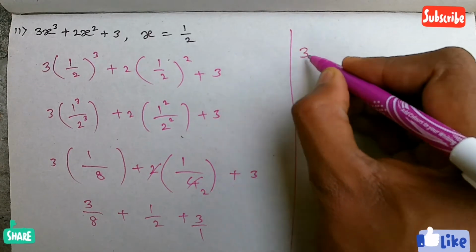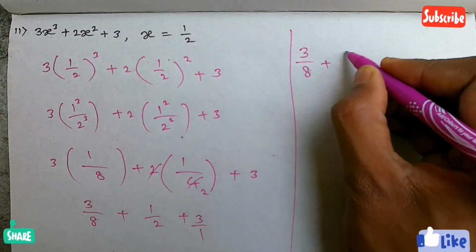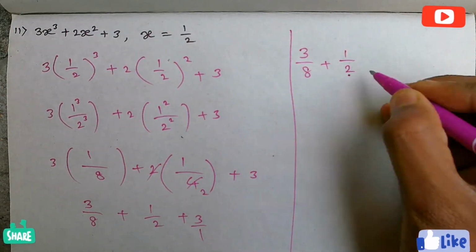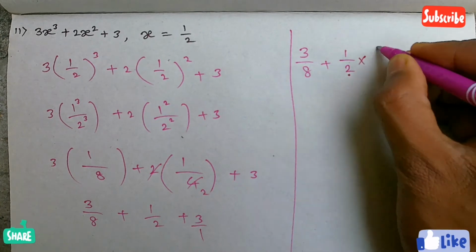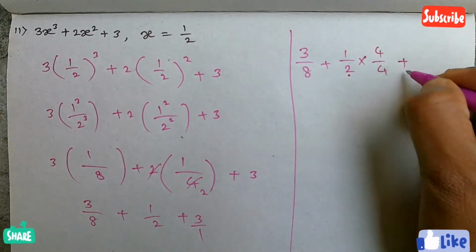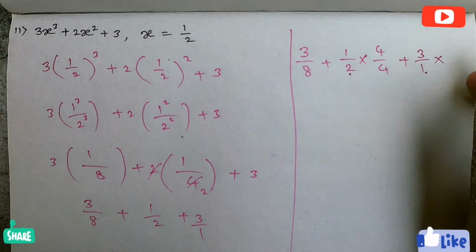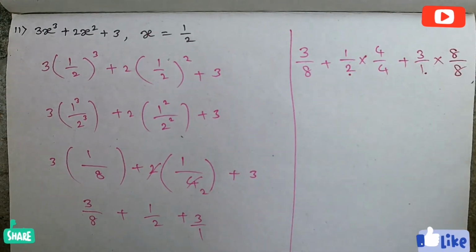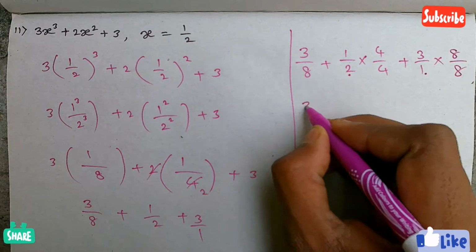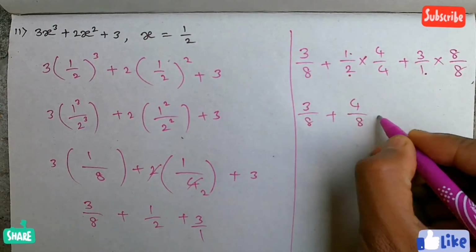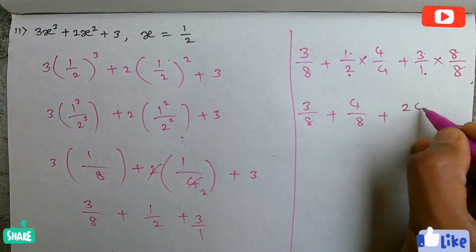So 3 by 8 as it is, plus the next term is 1 by 2. We got the LCM as 8. In the table of 2 where will we get 8? 4 twos are 8, so multiply and divide by 4, plus 3 by 1 into, in the table of 1 where will we get 8? 8 ones are 8, so 8 by 8. So we get 3 by 8 plus 1 into 4, 4 by 8, plus 3 into 8, 24, divided by 8.